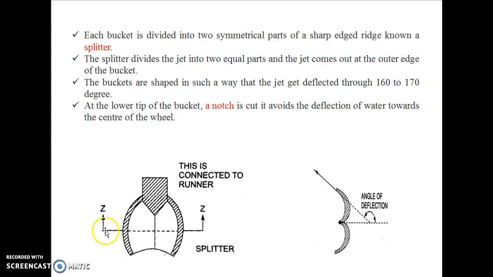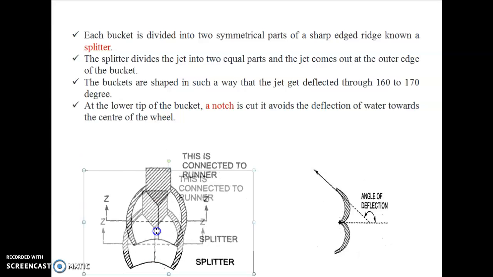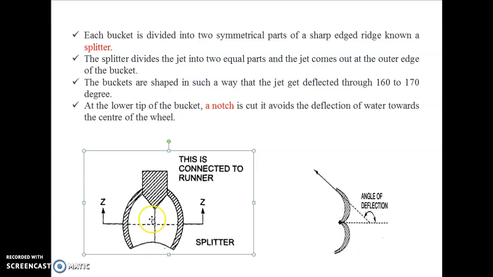If we consider any bucket, it has a certain shape. That shape is hemispherical, double hemispherical shape. This total bucket, also called a bowl, is symmetrically divided into two parts by one sharp edge. This sharp edge is called the splitter. So this central part is nothing but the splitter. What is the purpose of this splitter? It divides the jet into two equal halves.